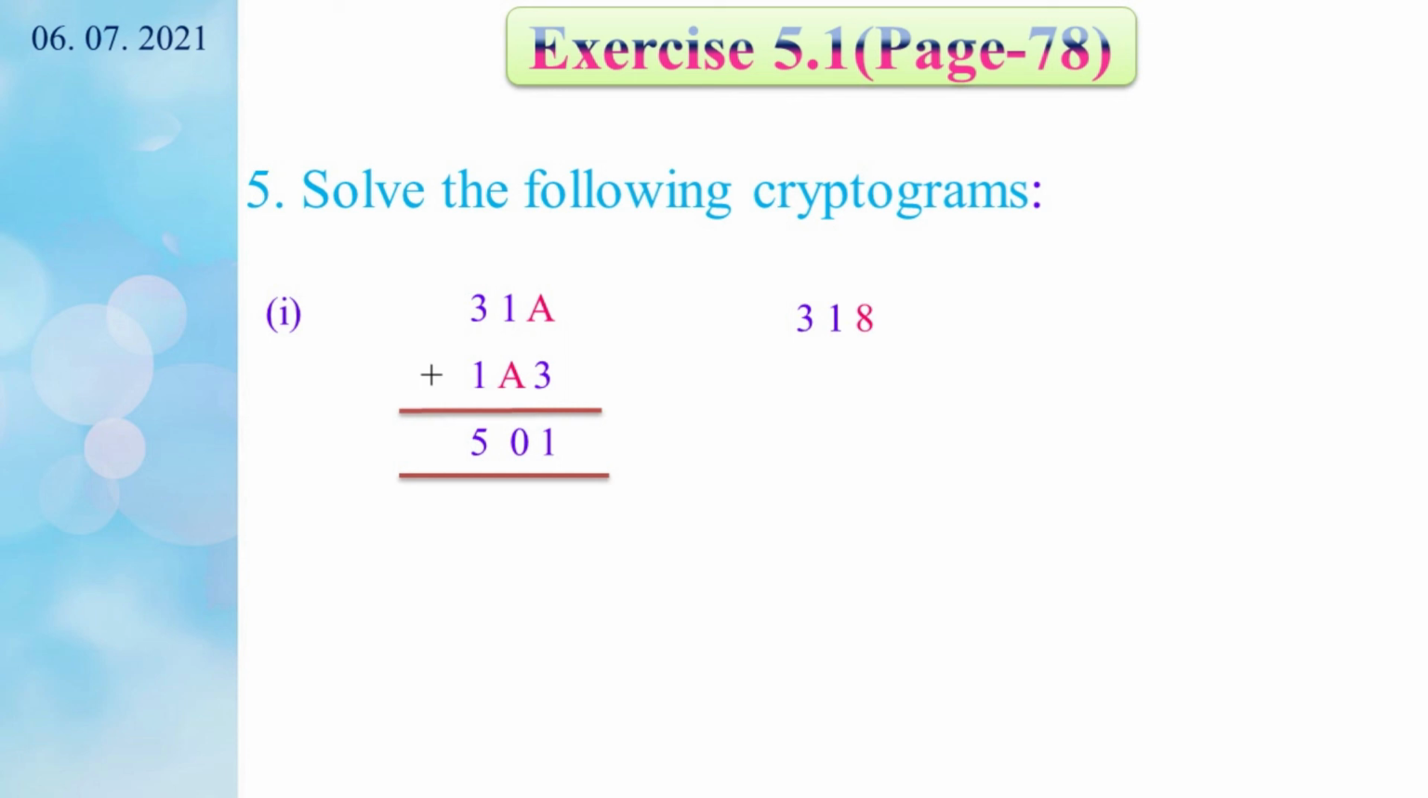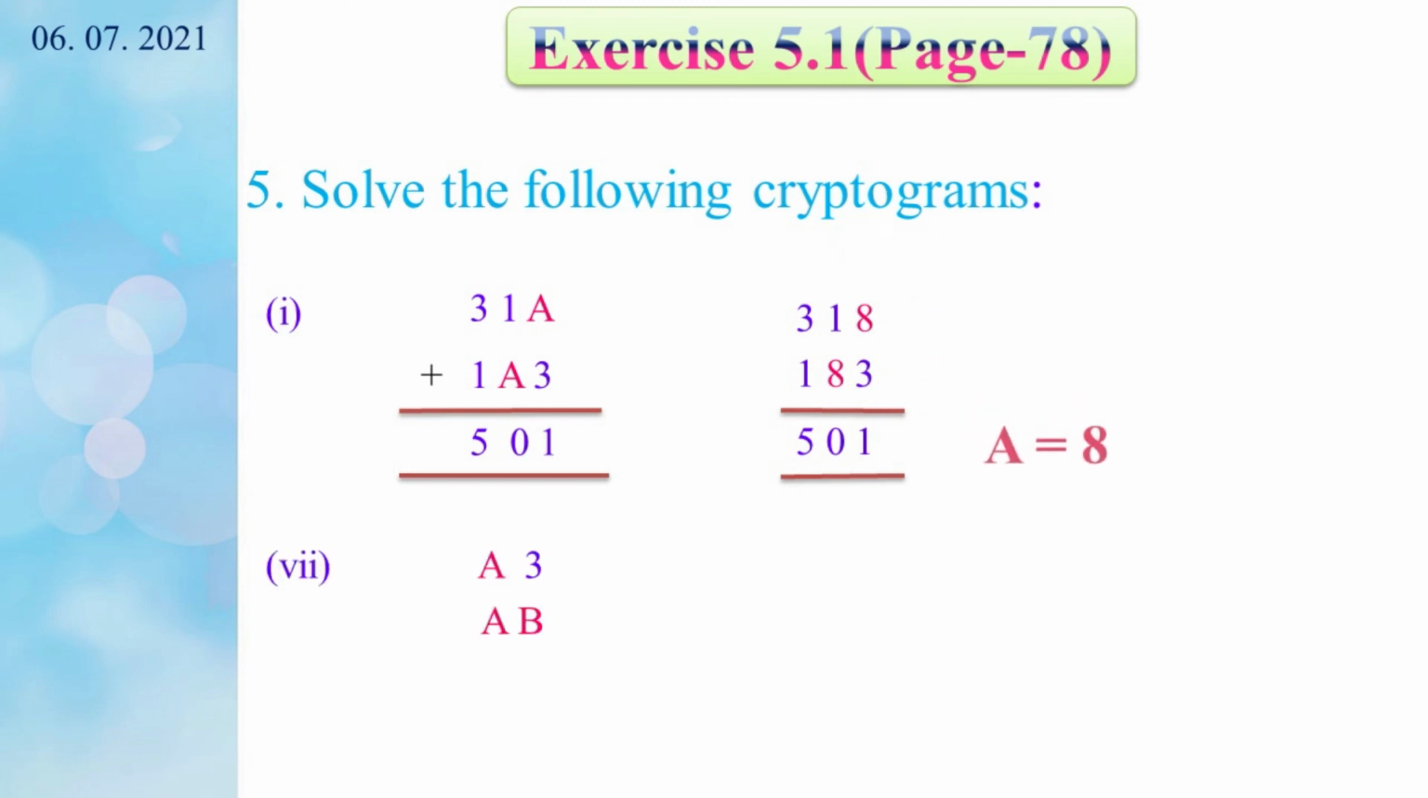Look at the tens column. 1 plus 1 plus, we know A is 8. 1 plus 1 plus 8 is 10, and putting a 0 and carry over 1. Look at the hundreds column. 1 plus 3 plus 1 is 5. So the value of A is 8.